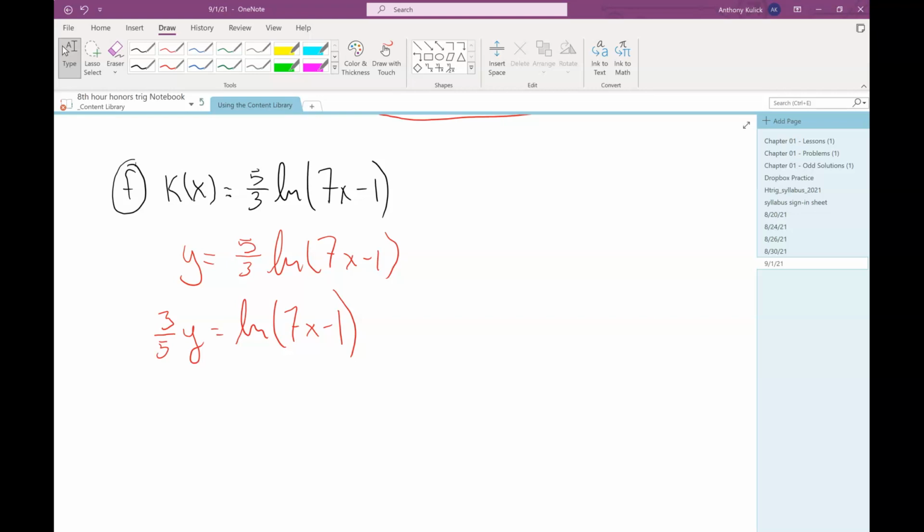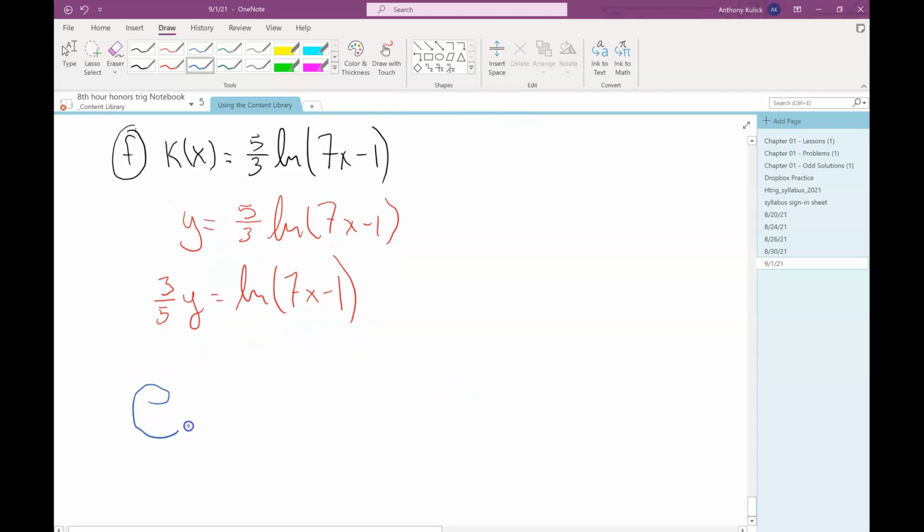I need to use an exponential base. So which exponential base should I use for the natural log? E. Remember, the natural log is log base E. So I'm going to draw an absurdly large E here, just so that when I go back and look at my stuff, I'm not confused that I'm multiplying by E. I definitely am not doing that. E is the base of an exponential.